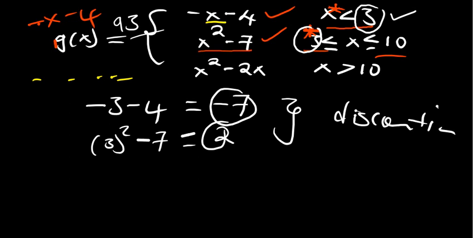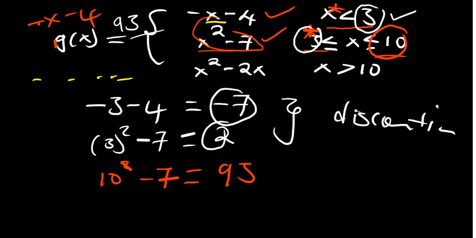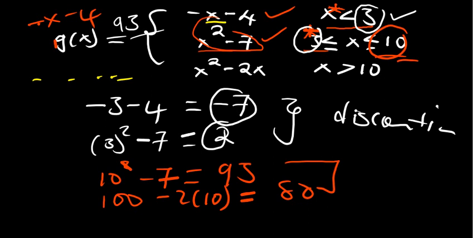So you can also try out the other one. You plug in 10 in this function, which is going to be 10 squared minus 7. 10 squared is 100 minus 7 is 93. You get the other one. 10 squared is 100 minus 2 by 10 there. You have what? 80. So even these are different. So even at that point, 10, the two equations of the piecewise function are discontinuous at that point.